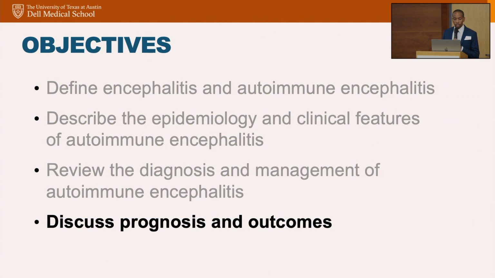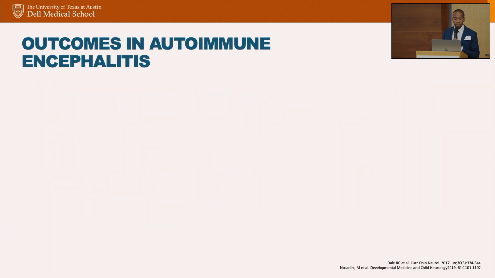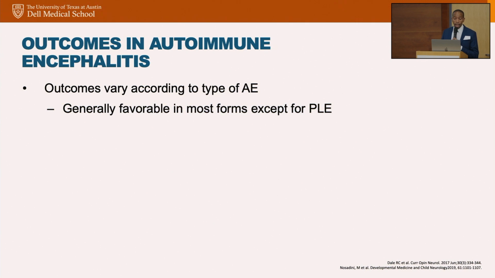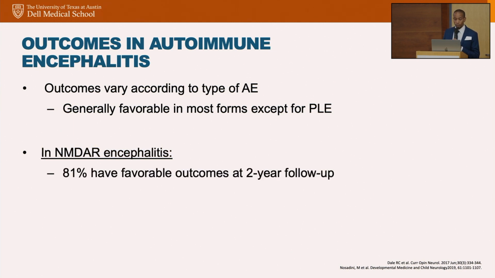Okay, so we'll finish off with a discussion of prognosis and outcomes. Outcomes in autoimmune encephalitis are generally favorable, but they typically vary depending on the type of autoimmune encephalitis. Paraneoplastic limbic encephalitis, which is very uncommon in kids, usually has a poor prognosis and bad outcomes. For NMDA in particular, very favorable outcomes.